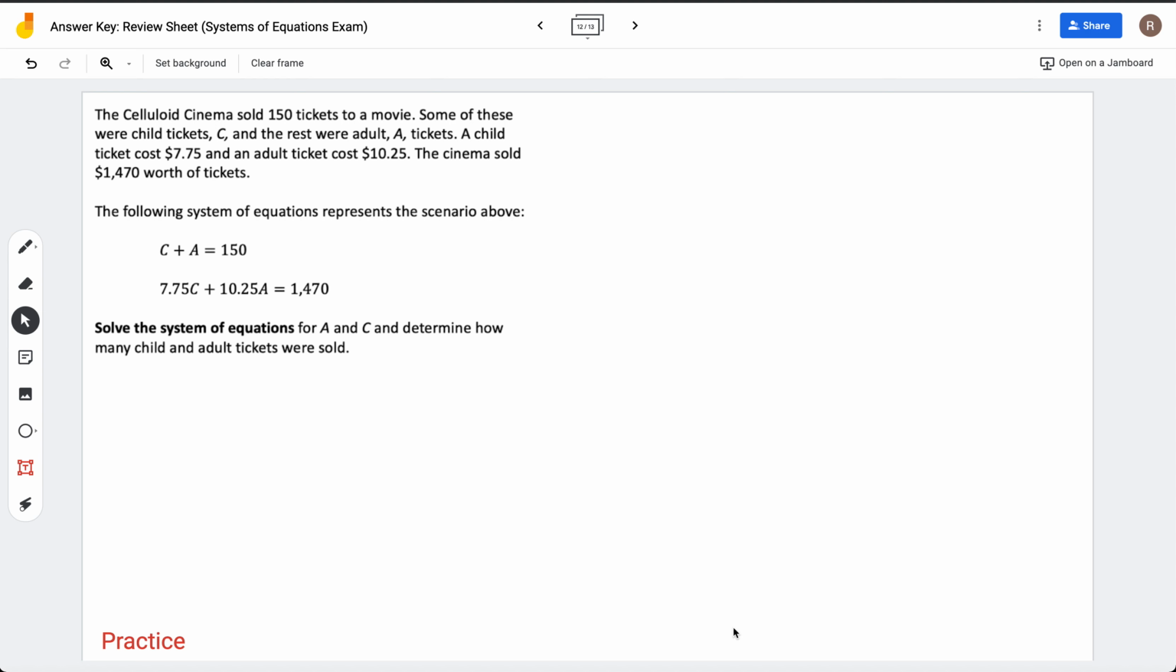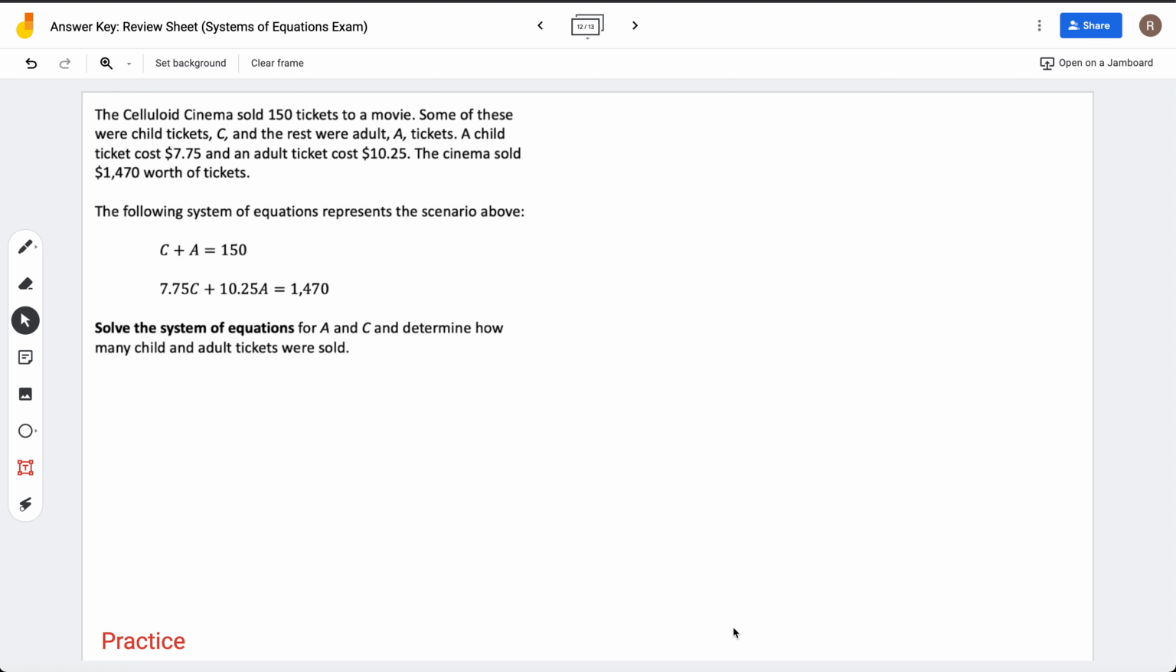A cinema sold 150 tickets to a movie. Some of these were child tickets, C, and the rest were adult tickets, A. A child's ticket cost $7.75. An adult ticket cost $10.25. The cinema sold $1,470 worth of tickets. The following system of equations represents the scenario above.